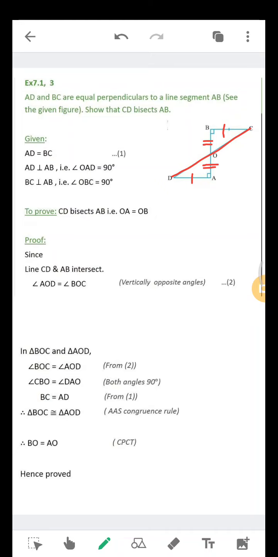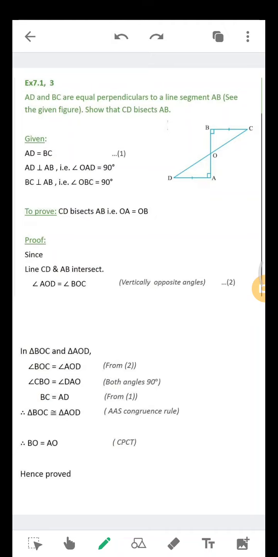So what should be our RTP? Our RTP should be OA is equal to OB. If I prove OA is equal to OB, then I can say that CD bisects AB. CD is dividing AB into two equal parts. So let's see how we can solve this question.